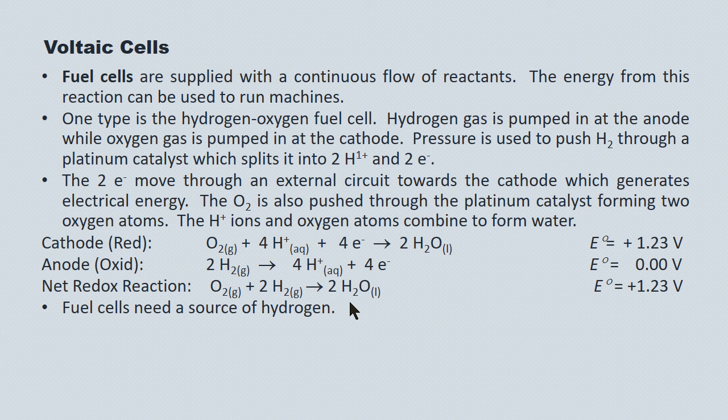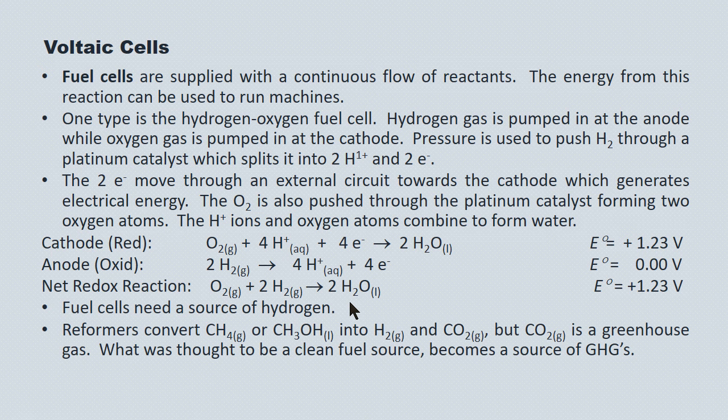The complication and the hesitation is this. Fuel cells need a source of hydrogen. And when we manufacture hydrogen, we do so by reforming methane or methanol. The other end product of the process is carbon dioxide, which is a greenhouse gas, of course. So while operating the fuel cell is clean, manufacturing the fuel for it is not a clean process.